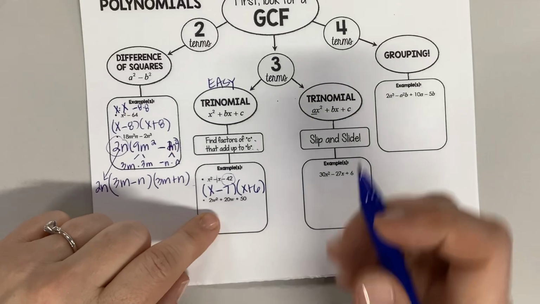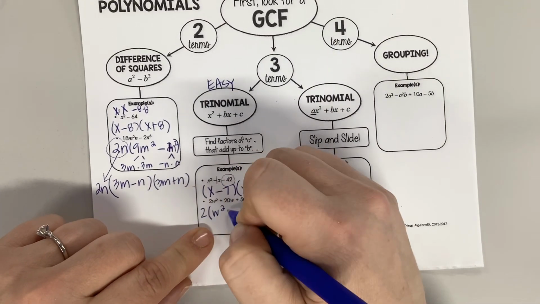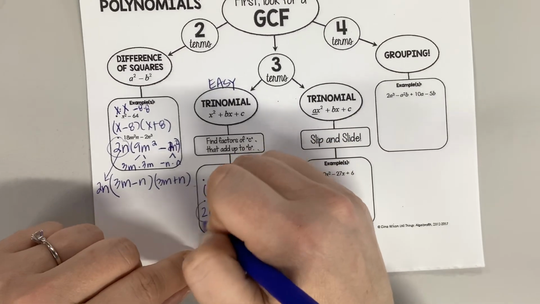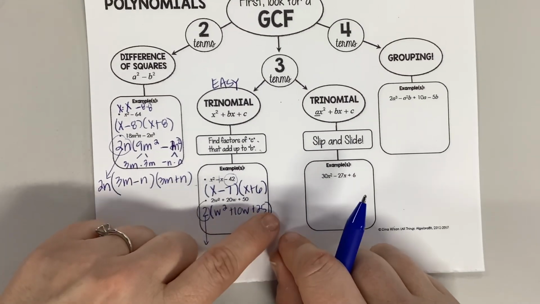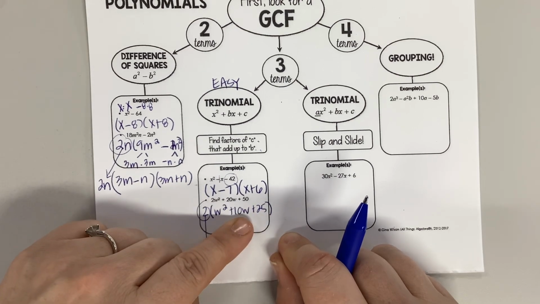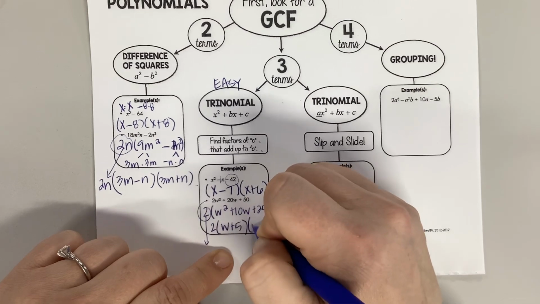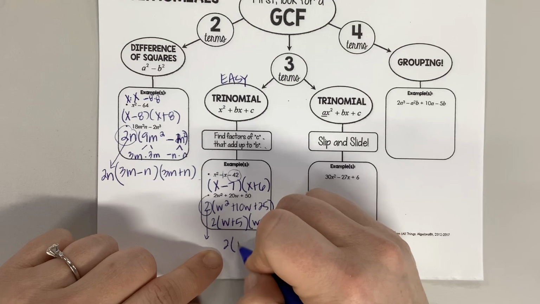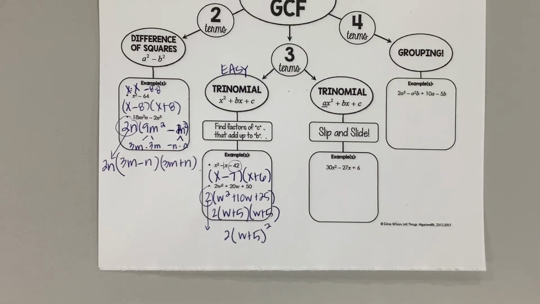Common factor, GCF of 2. W squared plus 10W plus 25. Circle 5 and 5. It's a perfect square. So this one, 5 times 5 and 5 plus 5. So 2 times, you can write it expanded. A few of you wrote it like this. Are they both the same? Yep.